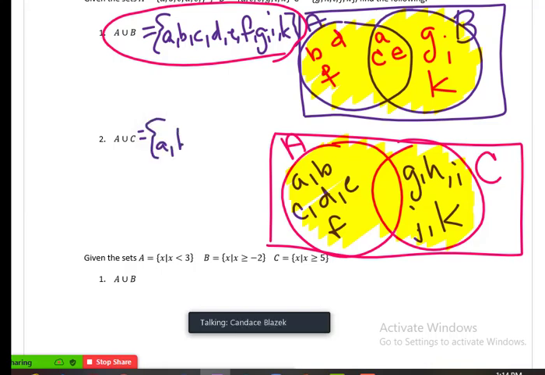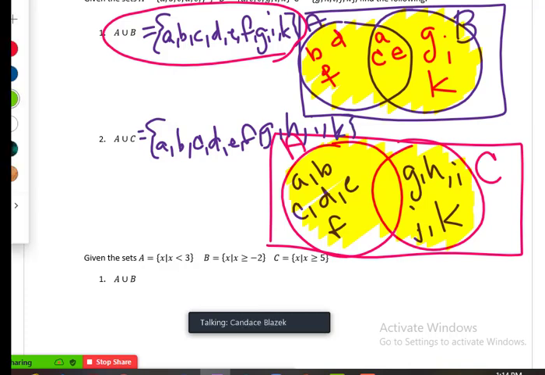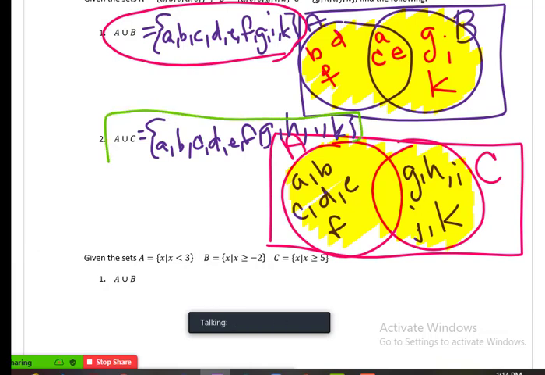A, B, C, D, E, F, and then from C, G, H, I, K. And that would be the whole answer for A union C. Sorry, that got messy. But that would be everything. So it's everything that's in A or everything that's in C. So let's take a look at using this with inequalities.